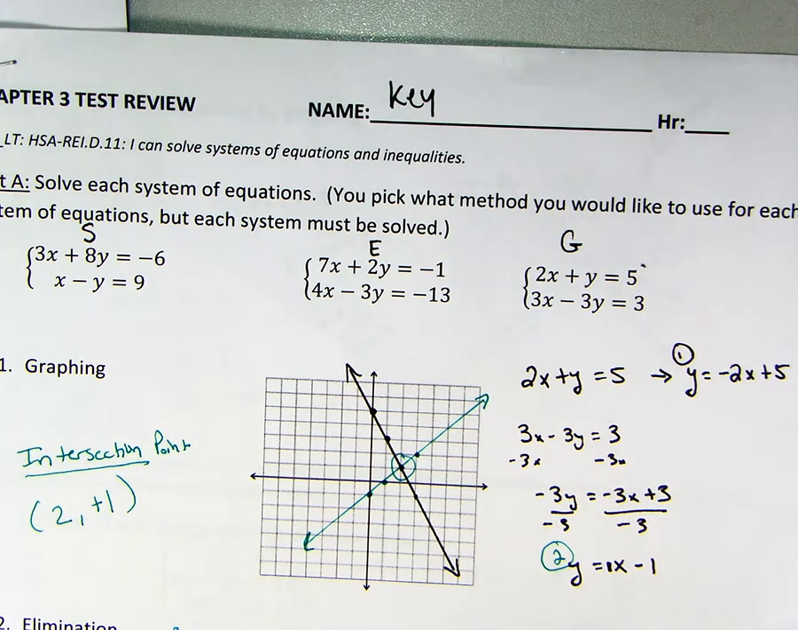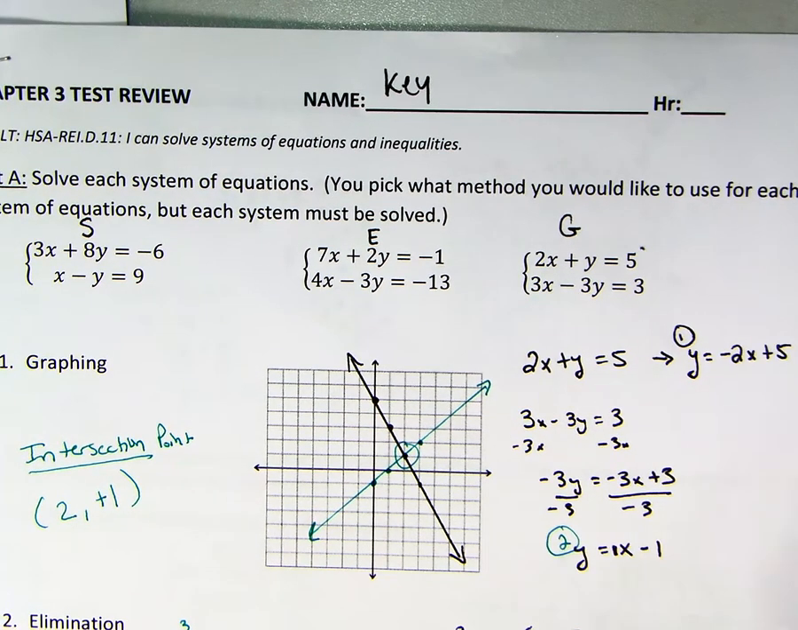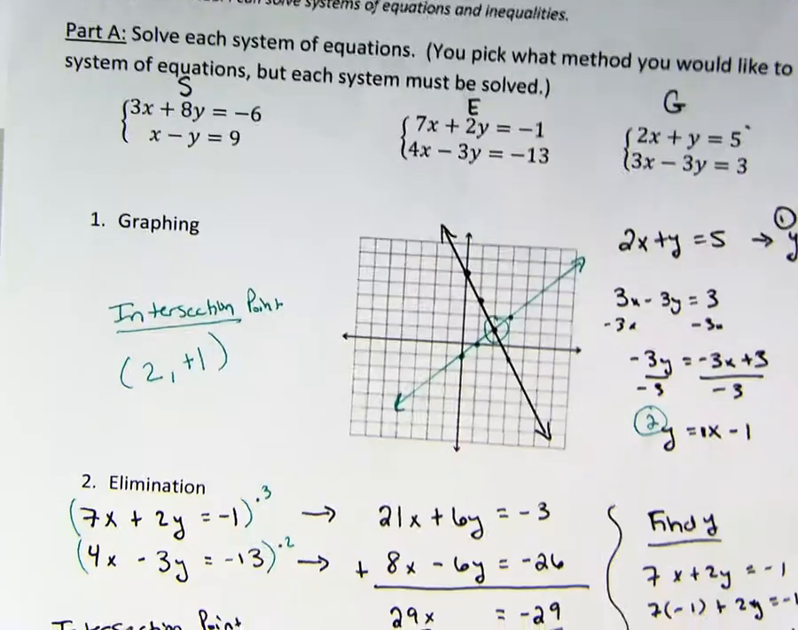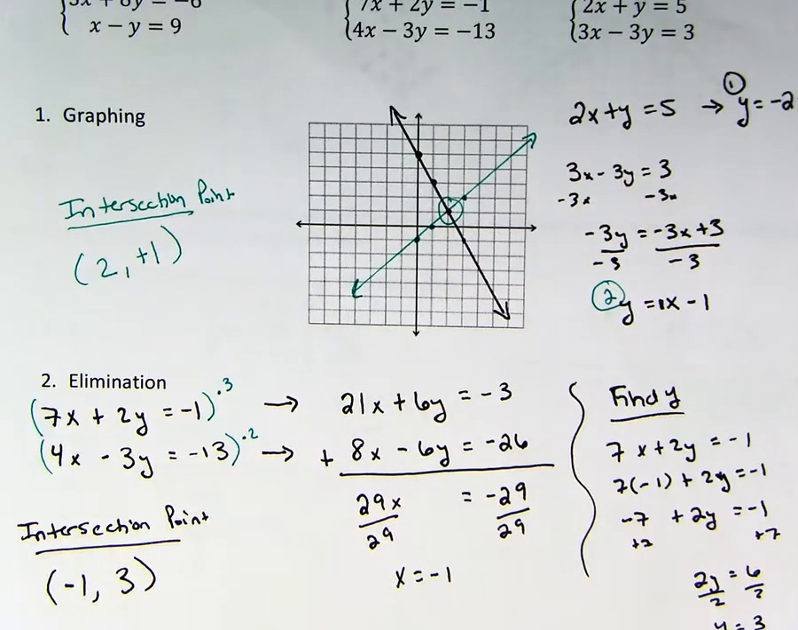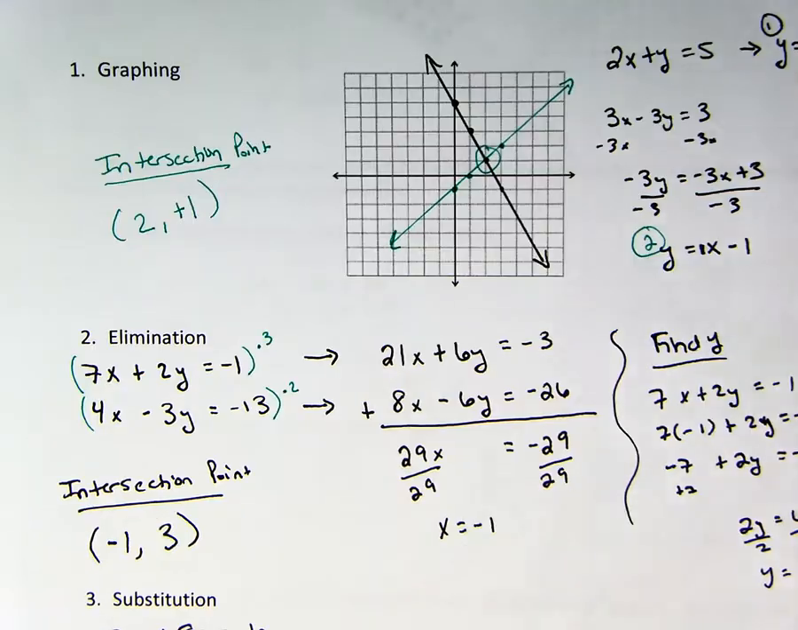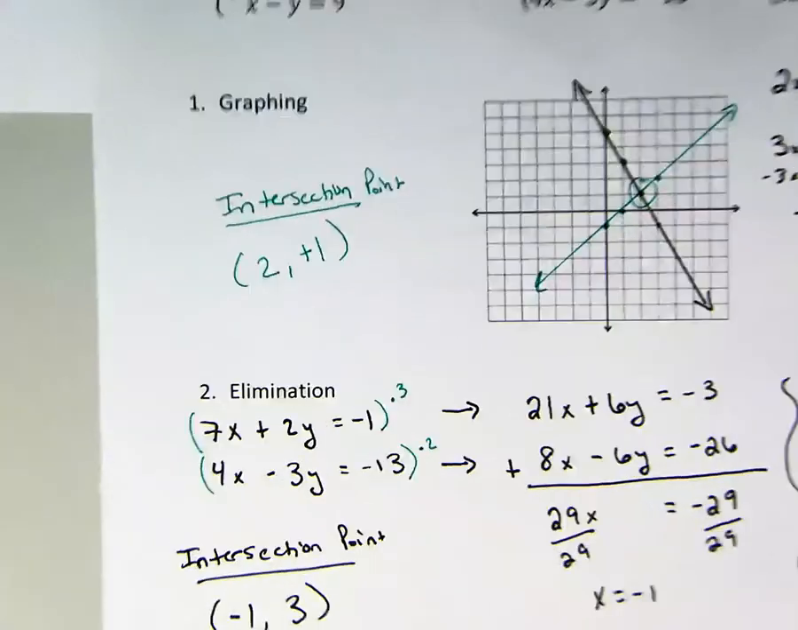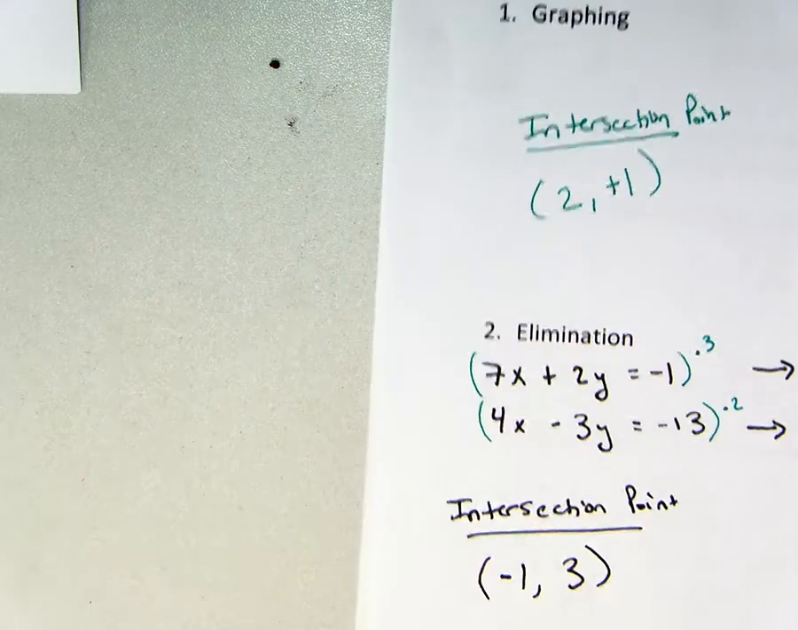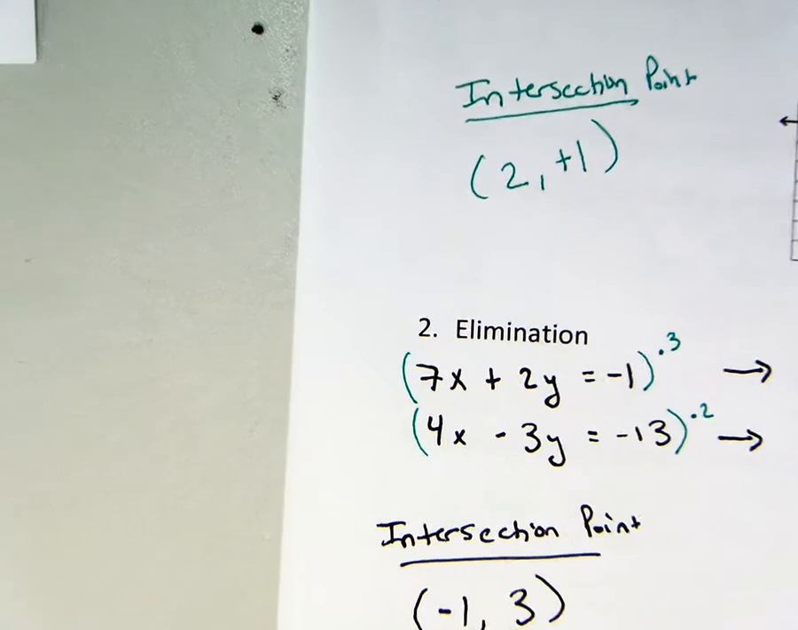So graphing is just graphing lines the classic way. You could use an XY chart if you really wanted to, and then graph the points. It's up to you. Second one is elimination. So I chose to do, the middle one is the elimination one. And here, my first step is I need to decide what I want to get rid of.